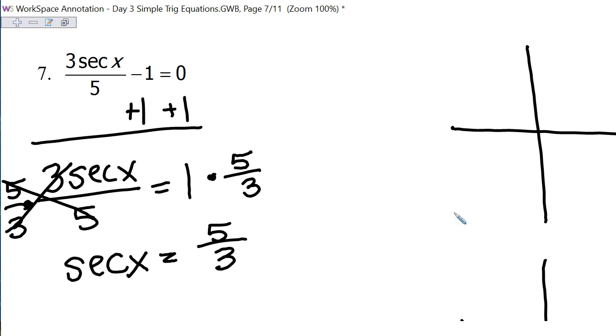Instead of secant, we should change that to cosine. So this would be cosine of x is equal to 3/5. So second cosine, and what did you get? 0.927. So that's answer number 1. Now cosine is positive in which quadrants? 1 and 4.